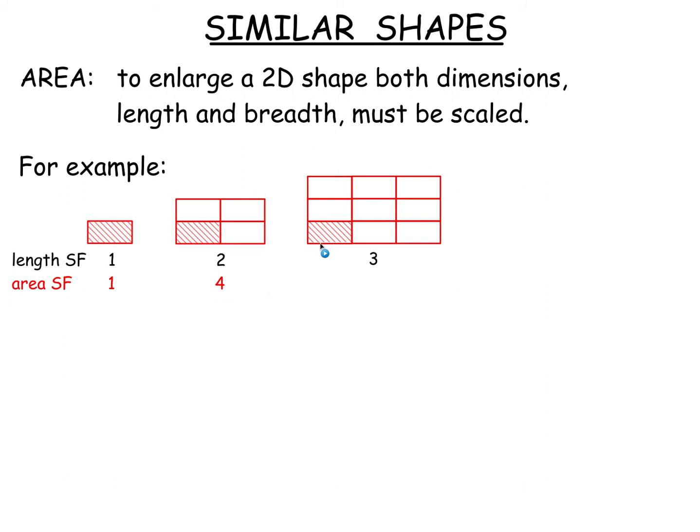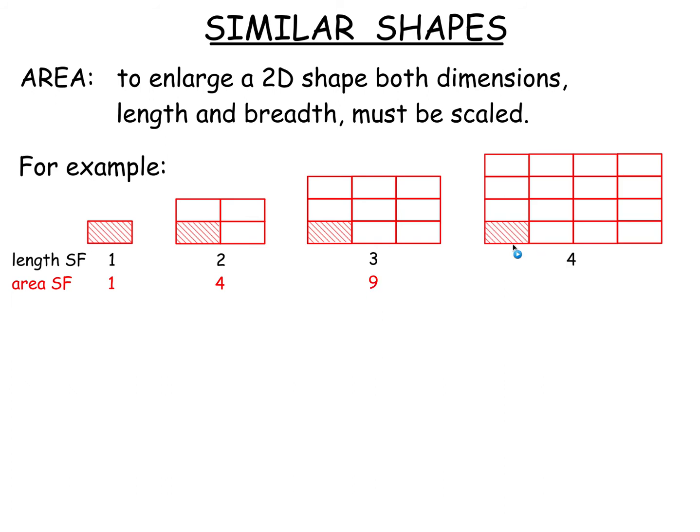Here, the little rectangle has been 3 times in length, 3 times in breadth. So the length scale factor is 3, but the area scale factor is 9. 3 times the length, 3 times the breadth gives you 9. There are 9 boxes there. Here it's 4 times as long, 4 times as broad. Length scale factor is 4, but there are 16 little boxes in there. So the area scale factor is 16. That's 4 times the length, 4 times the breadth. 4 4s are 16, 3 3s are 9, 2 2s are 4. So that's areas. Square the length scale factor.